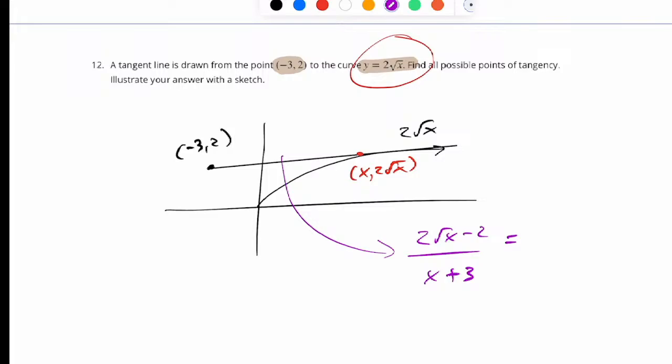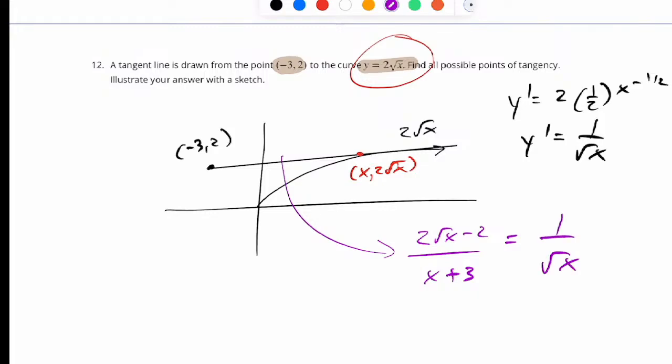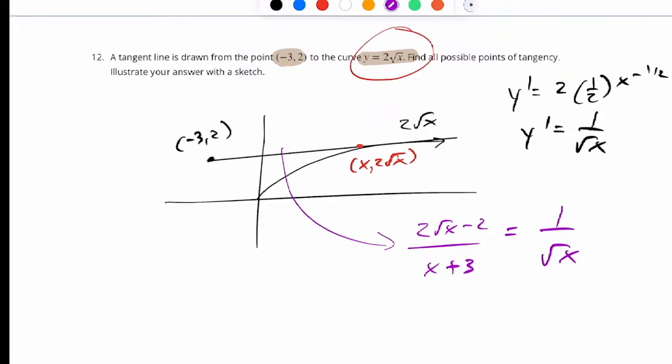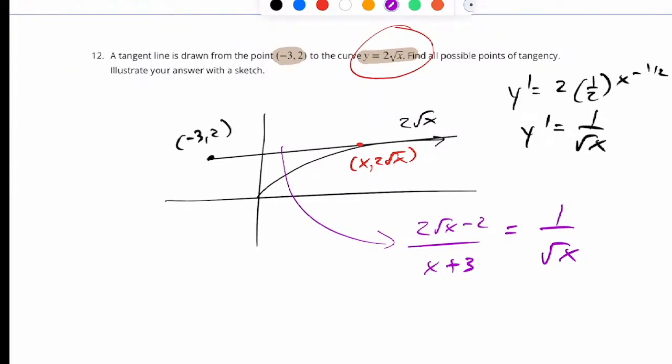Eric, are you with me on this so far? Do you see I'm calculating the slope between this line here? So changing your y over changing your x, but that also has to equal the derivative of the function. So y prime is 2 times 1/2 x to the minus 1/2. So y prime is 1 over the root of x. So you're kind of setting these equal and solving, I believe.